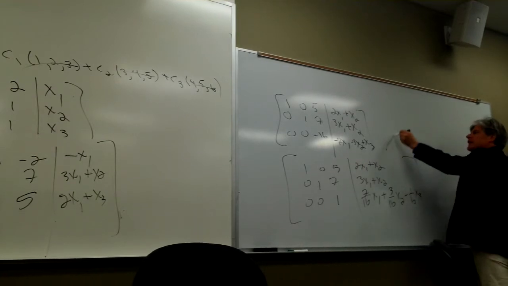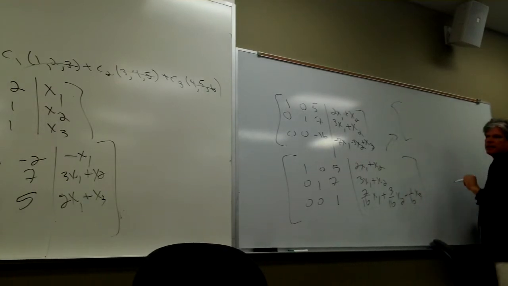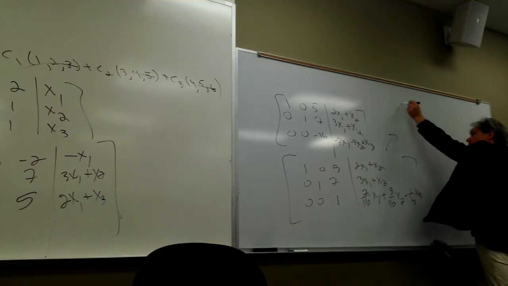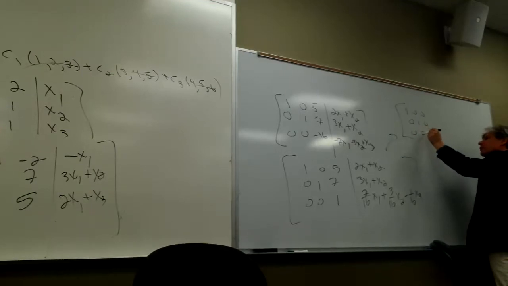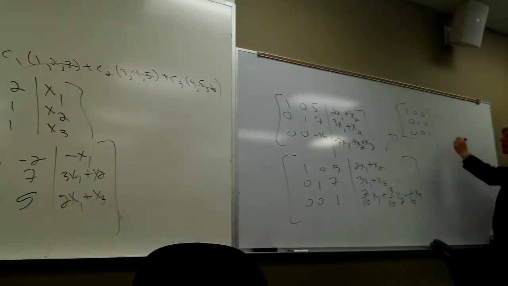And my very last step is to clean up what remains in that very last column, which is indeed going to give me the identity matrix to the left of the vertical bar. Here's what's down below.